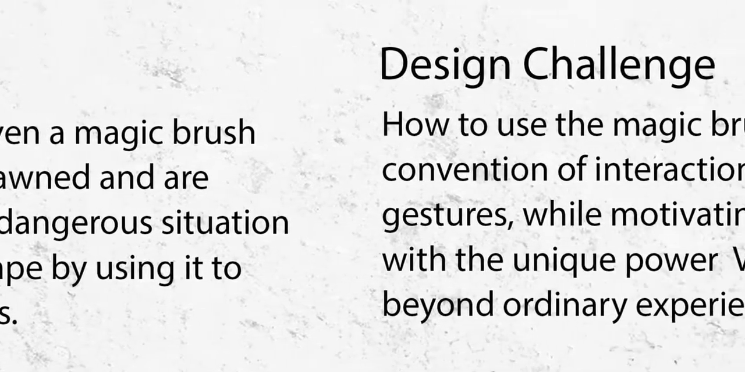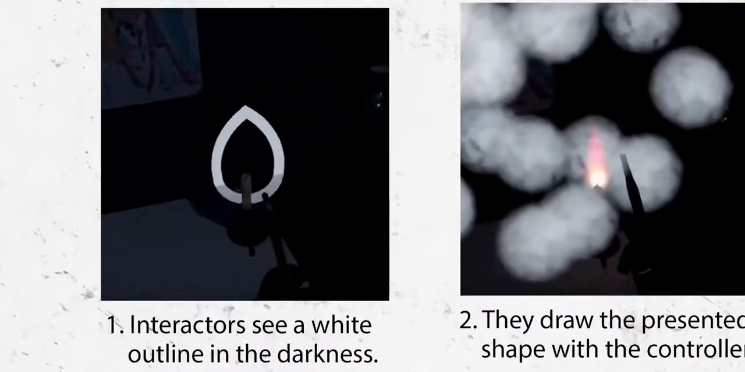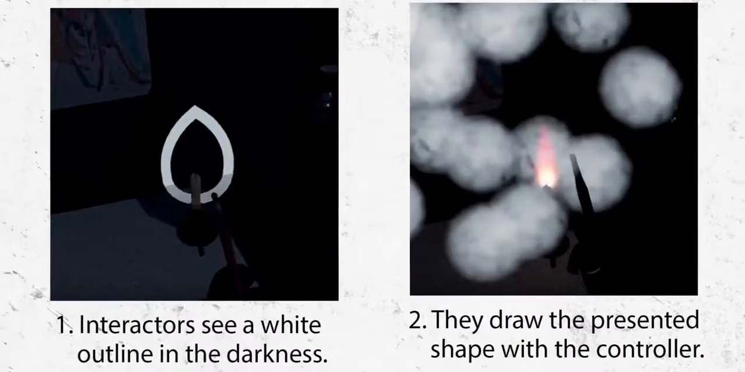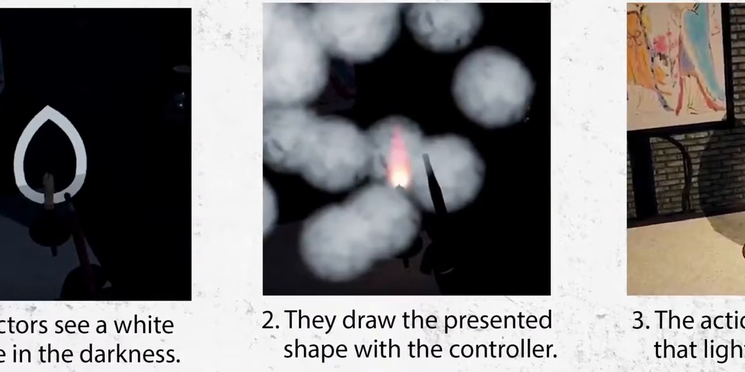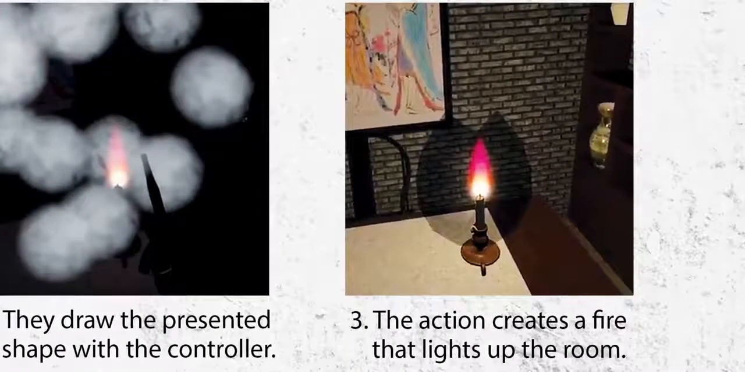The biggest challenge we have is how to use the magic brush as a convention of interaction that constrains gestures while motivating interactors with the unique power VR brings that is beyond ordinary experience. Currently, our solution is to guide the interactors with visual cues, which are white outlines flowing in the game environment that encourage interactors to paint on top of it. By doing this, interactors will be able to trigger events and proceed further in the game.